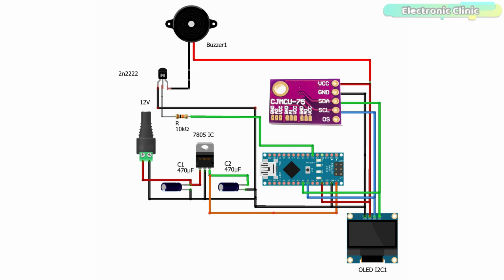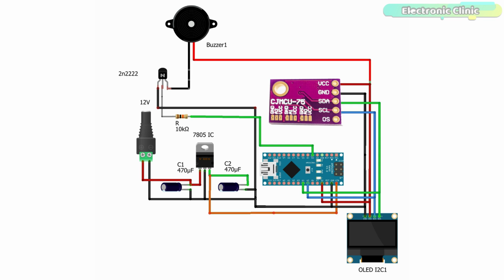The 5-volt buzzer is controlled using pin 3 of the Arduino. We use a 2N2222 NPN transistor and a 10 kilo ohm resistor to control the 5-volt buzzer. The transistor and resistor make the driver circuit.